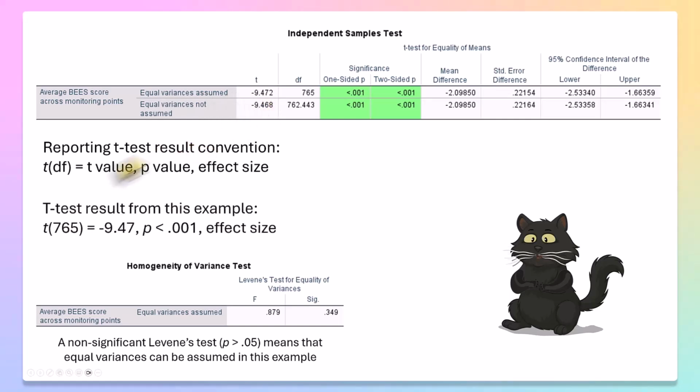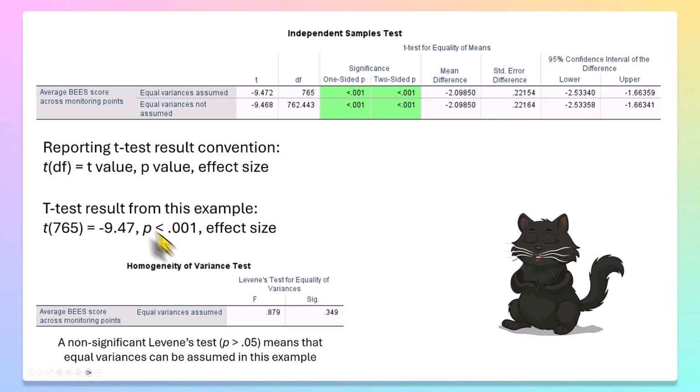So therefore, we can get our values. To get the degrees of freedom, or DF value, in the current example, it's in the DF column here, 765, put that in the brackets. The t-value is just here, in the t column. In the current example, negative 9.47.